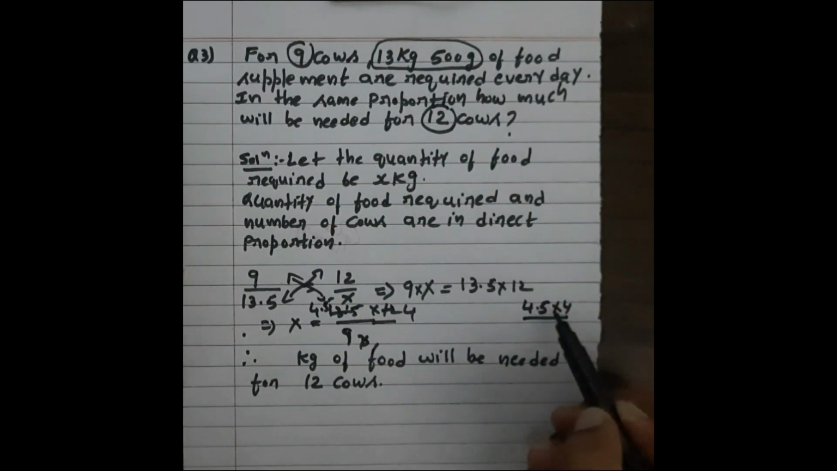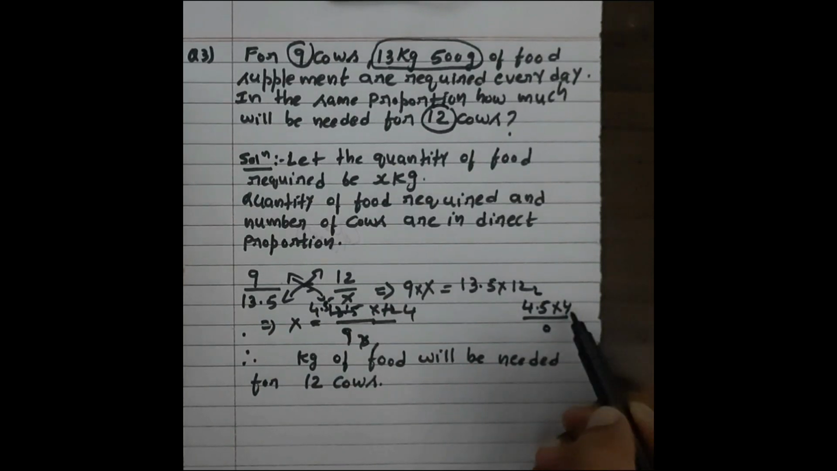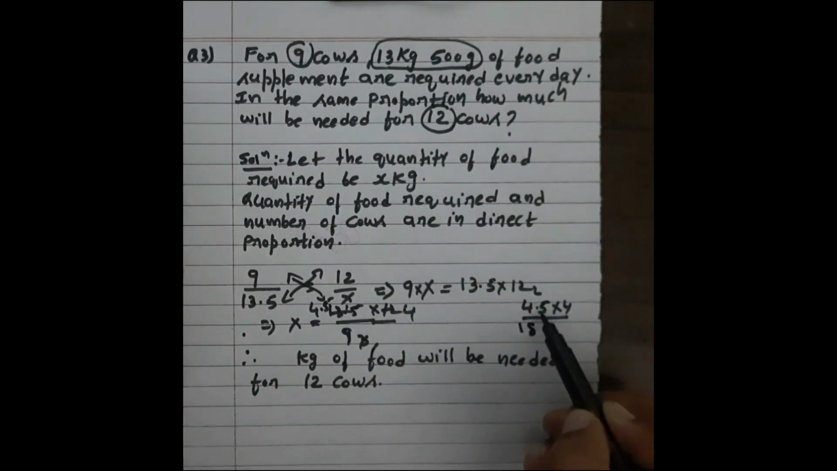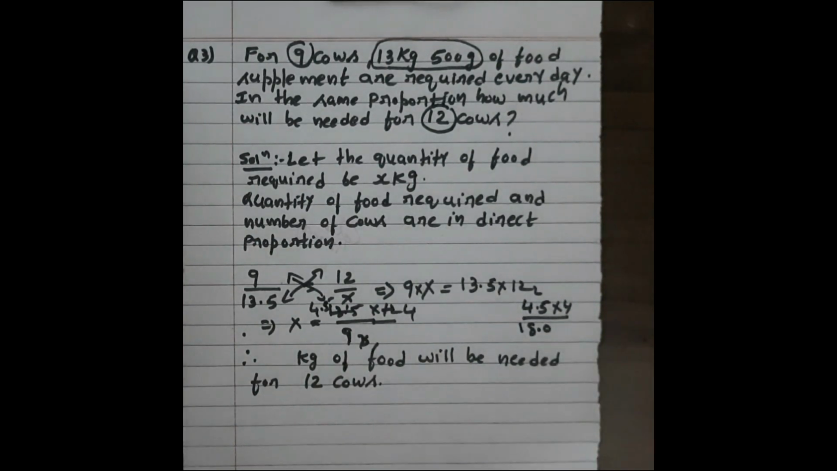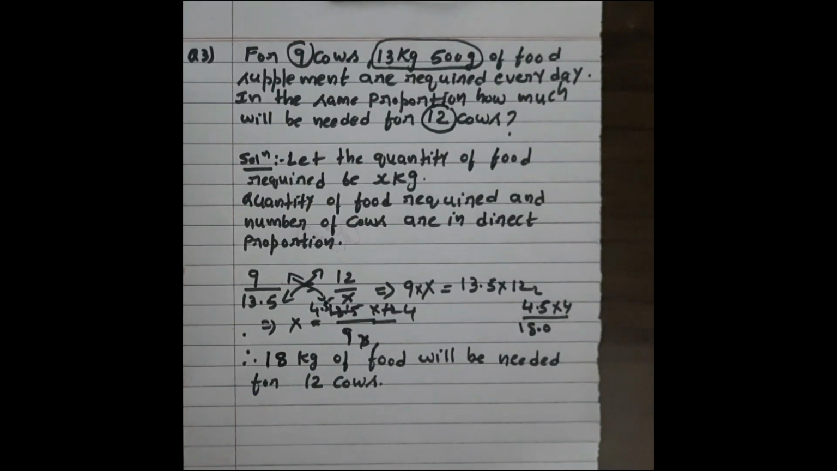So this we will multiply now. 5 4s are 20, 2 we will take up. 4 4s are 16, 16 plus 2, 18. Okay. So here after 1, the decimal point is there. So from the left hand side we will count this. After 1 we will put the decimal point. So what answer we got? 18 kg. Okay. 18 kg food is required for 12 cows.